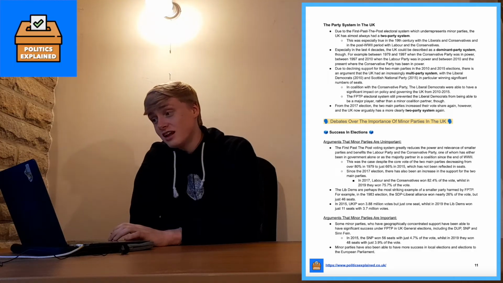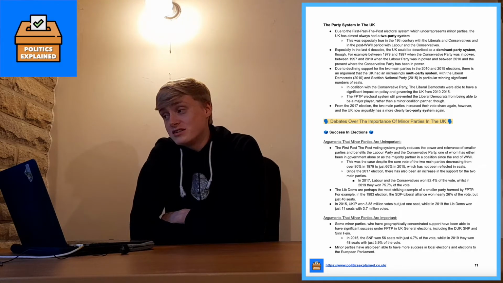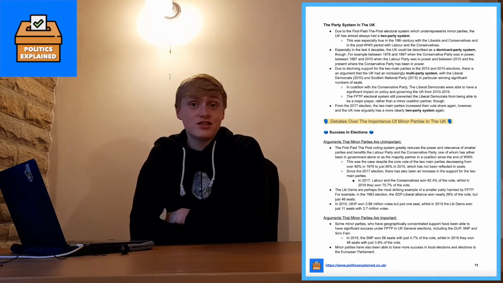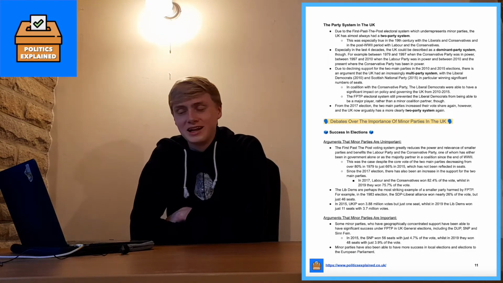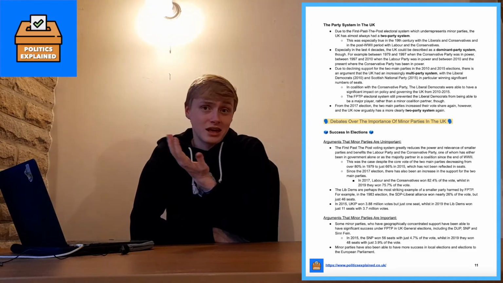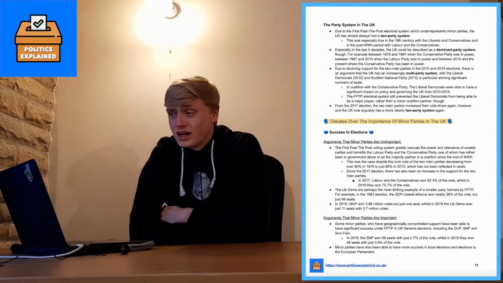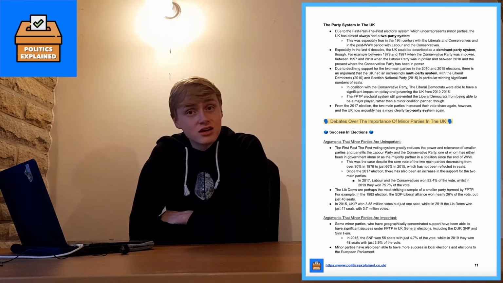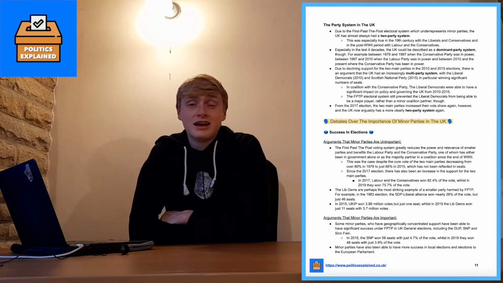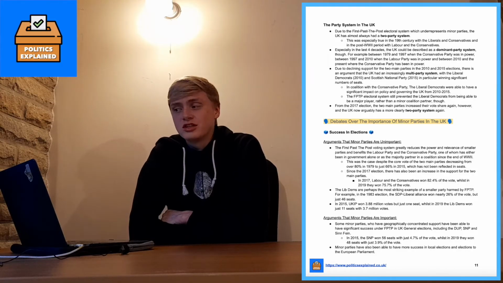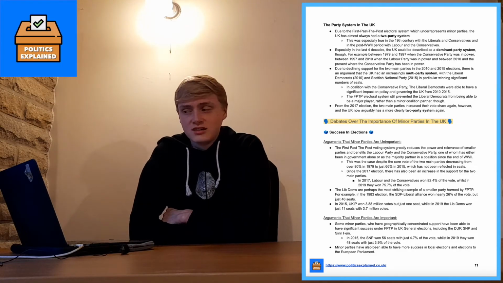From the 2017 election, the 2 main parties increased their vote share again, though, and the UK could be argued to have shifted back to a more clearly two-party system again, if you didn't think it was a two-party system anyway. So yeah, first past the post really is key to determining the type of party system. In the UK, the electoral system is always going to be really key. And especially in promoting a two-party system, first past the post is quite key to that.